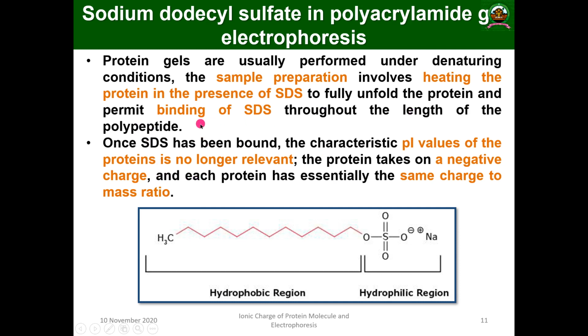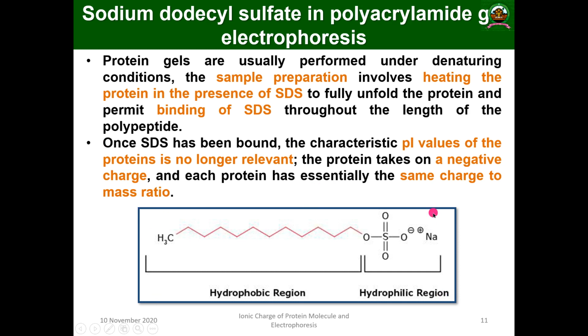So once the SDS is bound, the characteristic isoelectric point value of the protein is no longer relevant. Okay, the isoelectric point will no longer be relevant because the SDS has already given a charge. There is no neutral charge here, thus there is no point in considering the isoelectric point. Then the protein takes a negative charge and each protein will have essentially the same charge to mass ratio. Due to this negative charge, the protein has acquired the same charge to mass ratio.